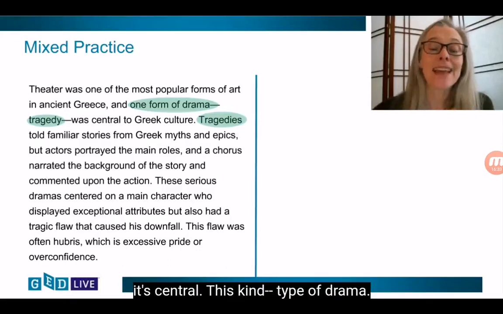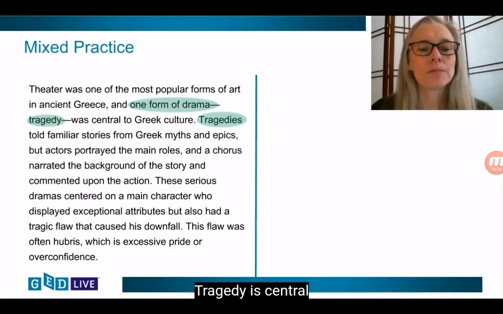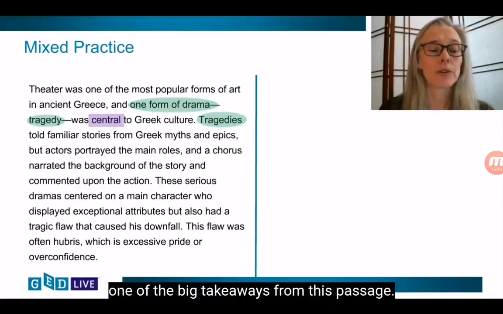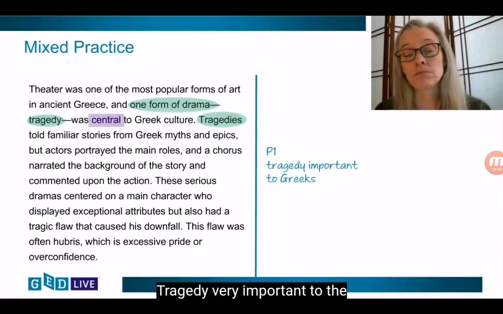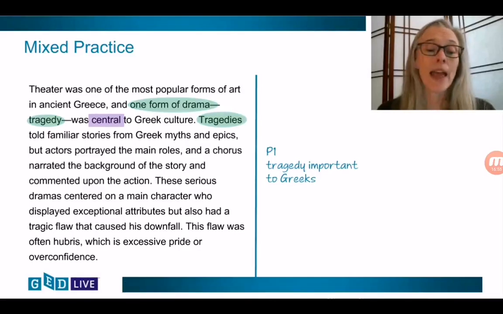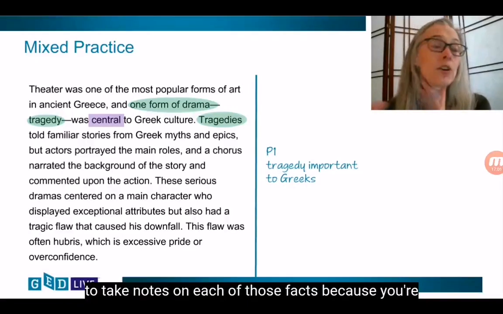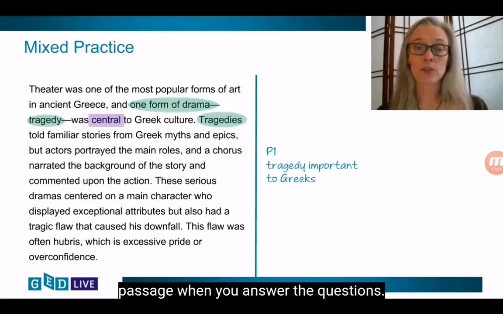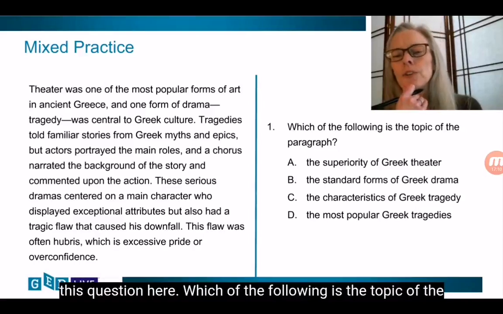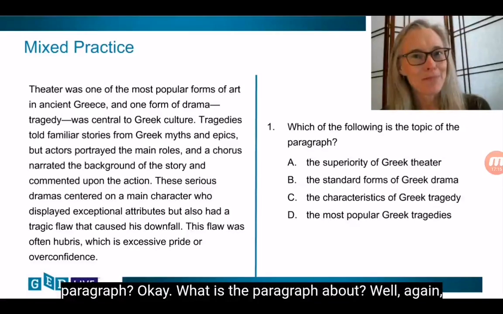Now, we know that it's central. This type of drama, tragedy, is central to Greek culture. It's really important. Okay? So that's one of the big takeaways from this passage. Tragedy, very important to the Greeks. And then several facts about it. And so those facts are there. You don't necessarily need to take notes on each of those facts because you're always going to be able to research back to the passage when you answer the questions. So let's take a look at this question here. Which of the following is the topic of the paragraph? Okay, what is the paragraph about?